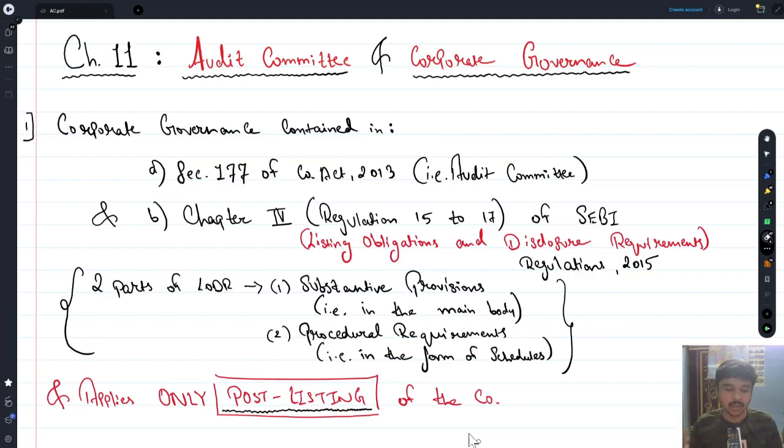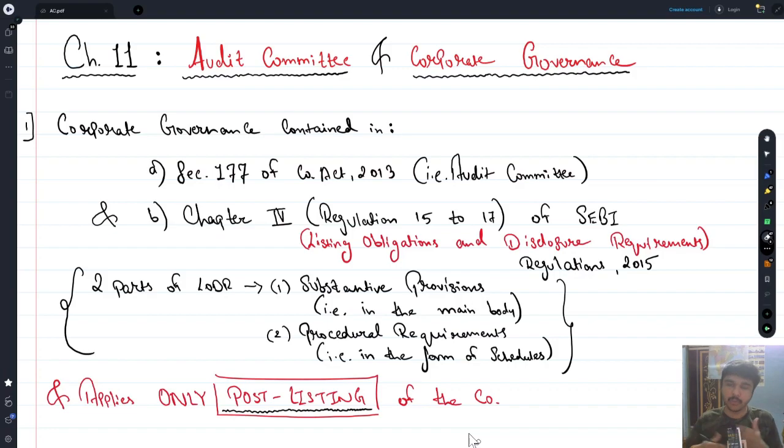So what is governance or corporate governance? It is about how the management of a company should behave. Obviously profit is their basic motive, but they should adopt means and ways, and the way they operate the company should be in the best interest of the stakeholders. That is how corporate governance is defined.